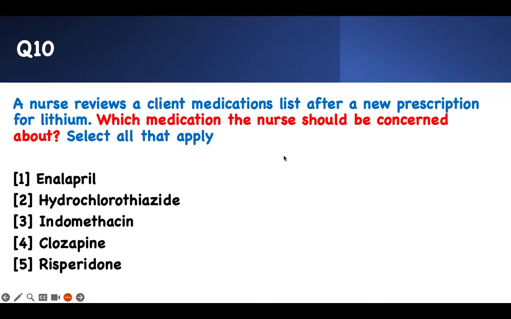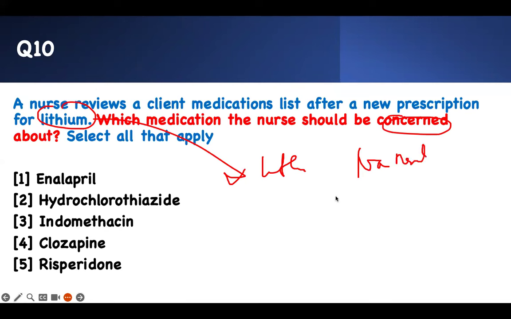Number 10. Review a client's medication list after a new prescription for lithium. Which medication should the nurse be concerned about? Select or apply. Let's use the strategy. I'll break down the question. Patient is prescribed lithium. Which medication should the nurse be concerned about? That means you should not take anything that will make lithium toxic. What are the things? Sodium, right? It should be normal.